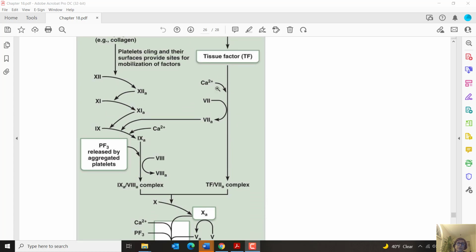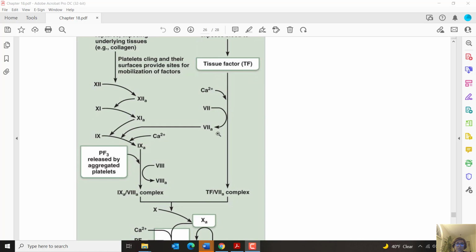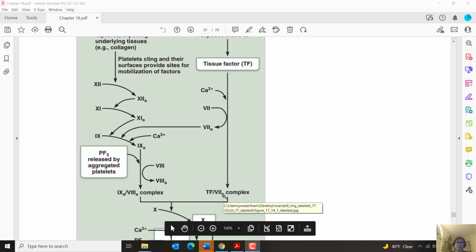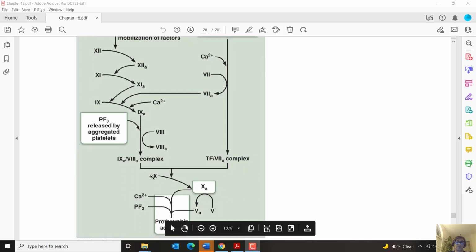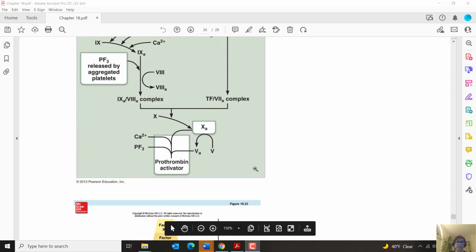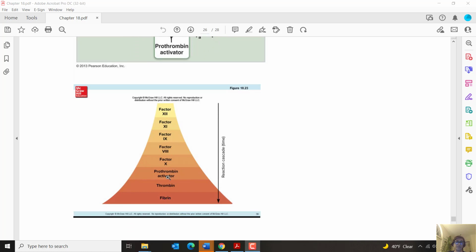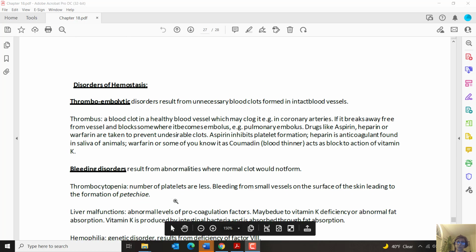So you have tissue factor, which is going to convert 7 to 7A, which may go and start this process, or it forms this tissue factor and 7A complex, which is going to convert 10 to 10A and so on, forming the prothrombin activator. And then you have the prothrombin activator, which is going to convert prothrombin to thrombin, and that is going to convert fibrinogen to fibrin, and that is the clot.